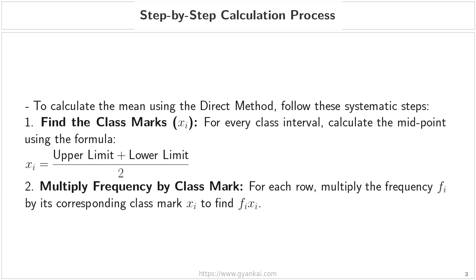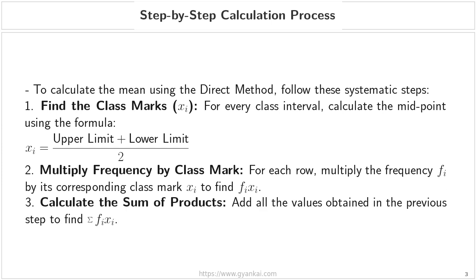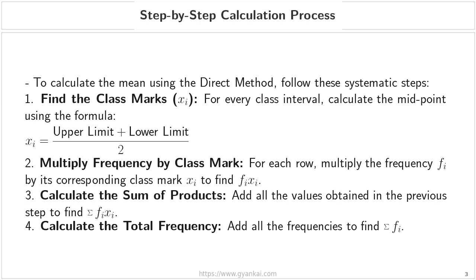Second, once you have your class marks, move to the next column in your table. You will multiply the frequency, which is f sub i, by its corresponding class mark, x sub i. This gives you a new value, which we write as f sub i times x sub i. Third, once you have completed that multiplication for every single row, you need to calculate the sum of products. This means you add up all those values you just calculated to find the total sum of f sub i times x sub i.